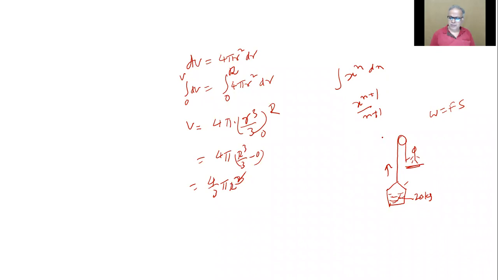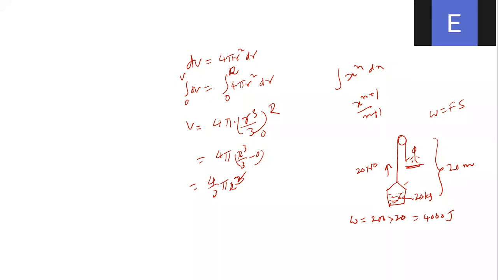So how much force should I apply to pull it? Minimum force, you can say. The same force would apply through the string, right? Yes, sir. 20 into G, 200. 20 kilograms into G is the weight. And you pulled it through the depth of the well, for example, which is 20 meters. So work done will be how much? 200 into 20, which is 4,000 joules.